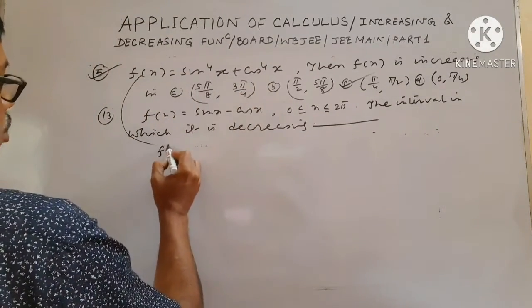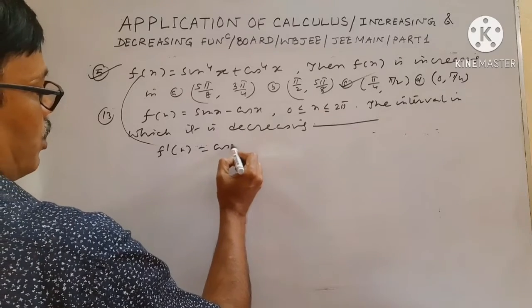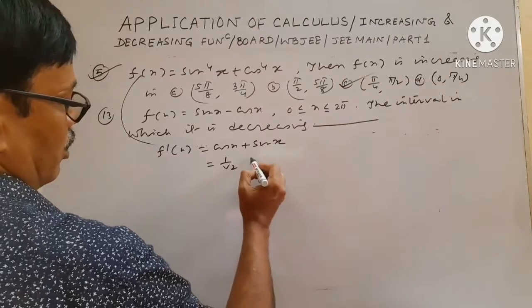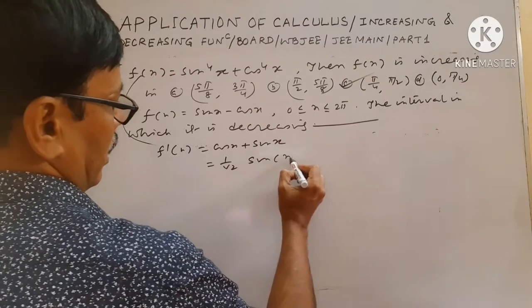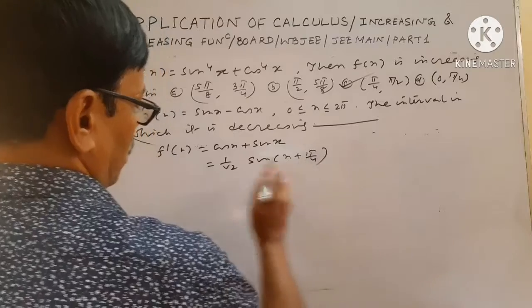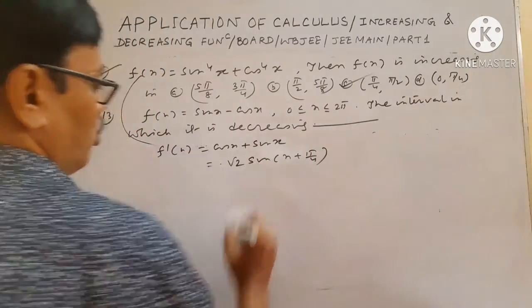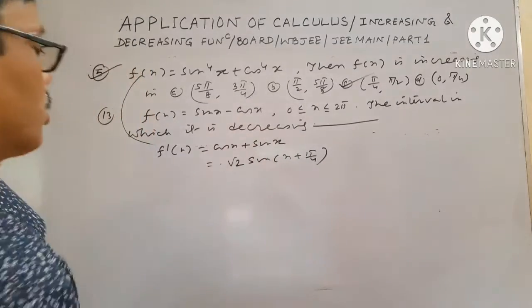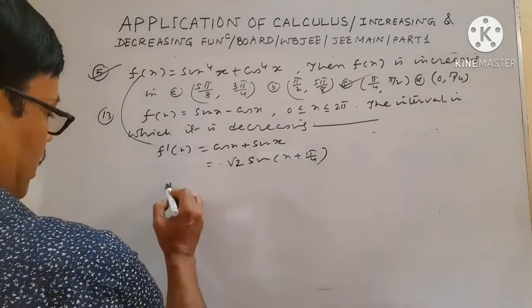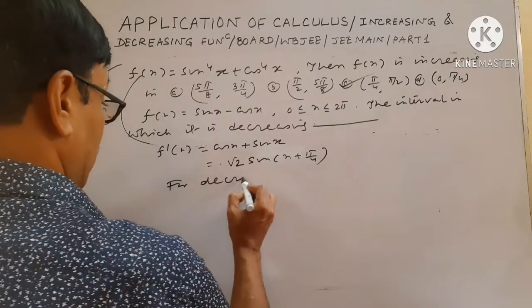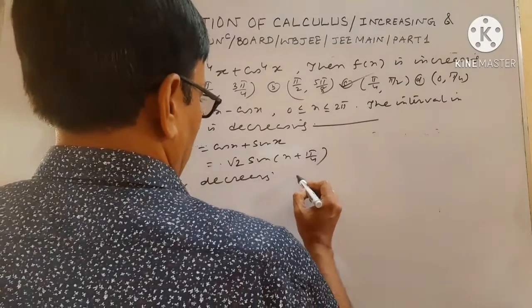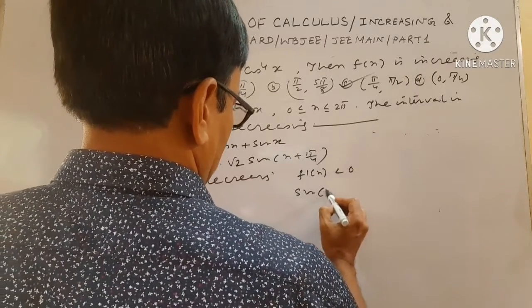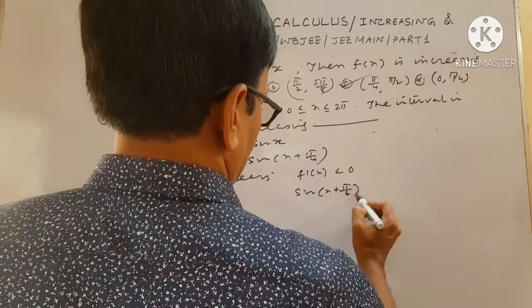So f dash x equals cos x plus sin x. We have already done this problem. This is root 2 times (1 by root 2 cos x plus 1 by root 2 sin x), which is root 2 sin x plus pi by 4. For decreasing, f dash x less than 0, so sin x plus pi by 4 less than 0.